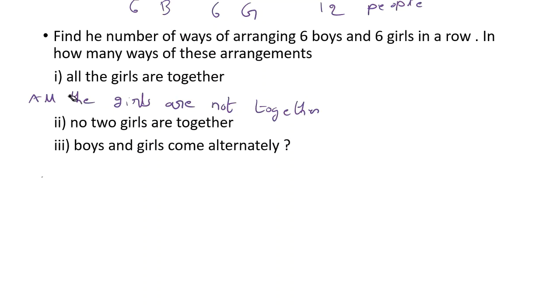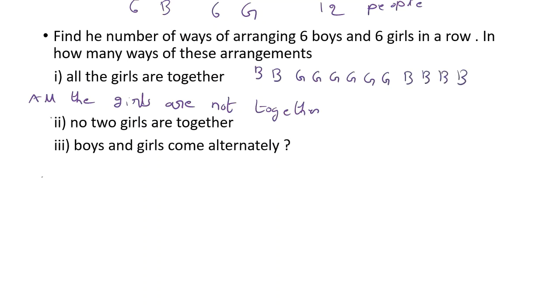So let me give an example for this first condition. All the girls are together. All the girls are together, we can have this arrangement: boy, boy, 1, 2, 3, 4, 5, 6 girls are together. So this is an arrangement in which all the girls are together.